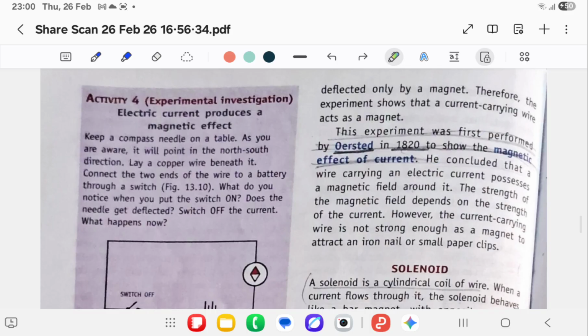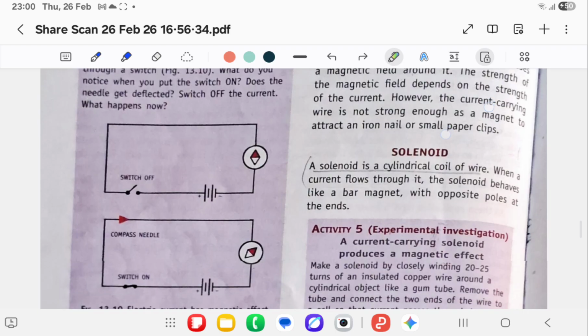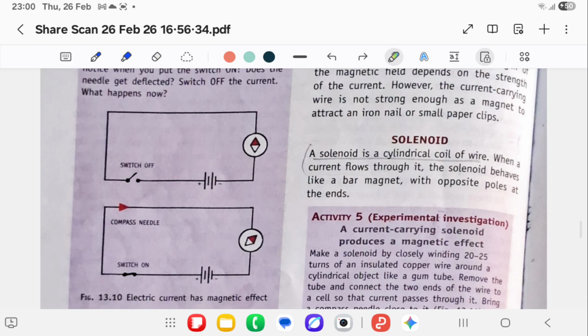Now, so Oersted in 1820 tested for the magnetic effect of the electric current. Clear. In 1820 it was tested that whenever the electric current is passing through any wire, it also shows the effect of the magnet. Okay, now the same application is done in the solenoid. The magnetic effect is used in the solenoid. Solenoid is what?